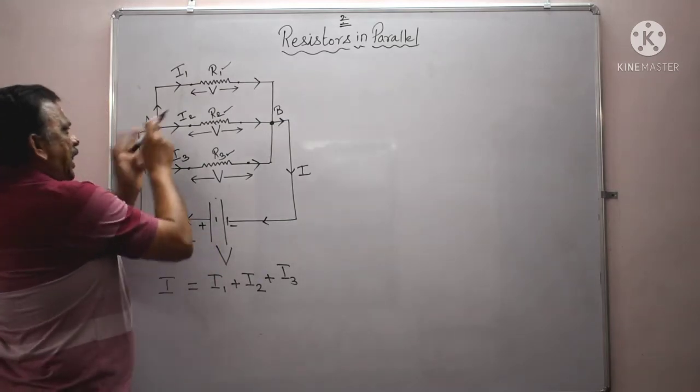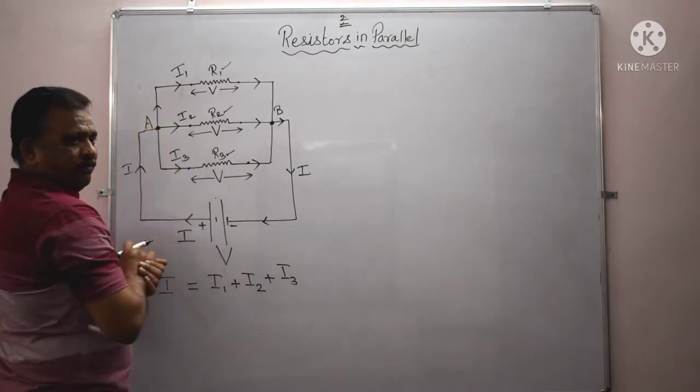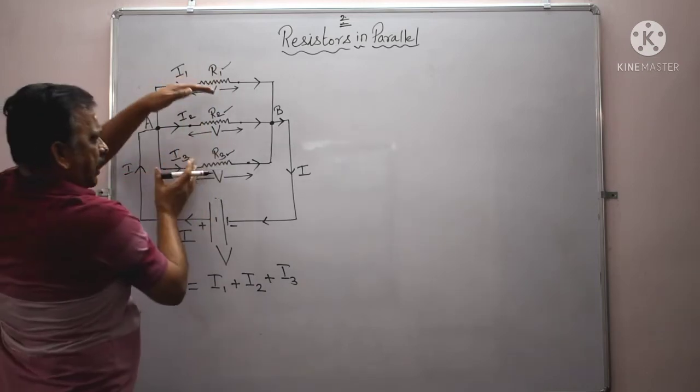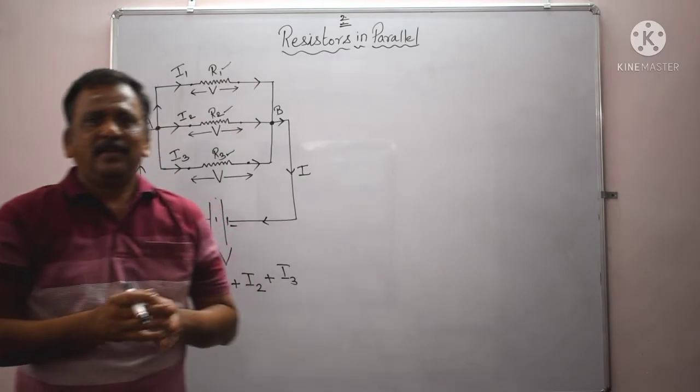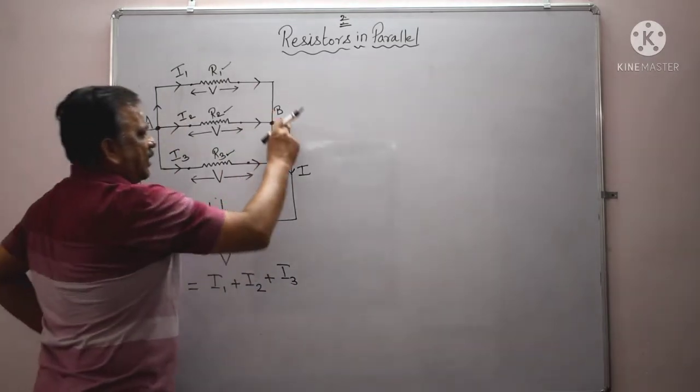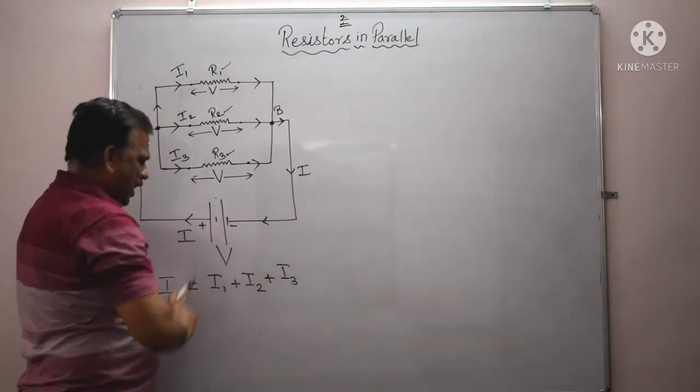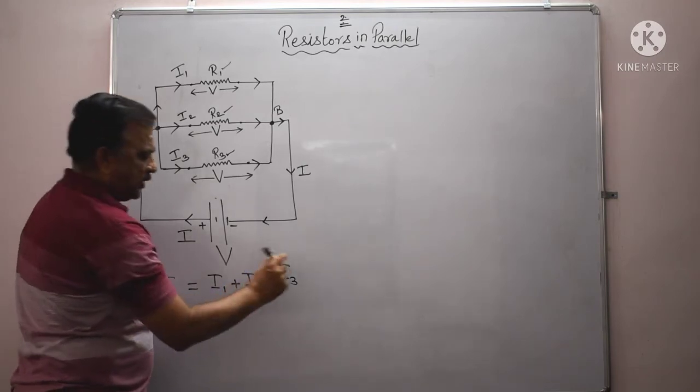So I1, I2, I3 break up, and then at the junction point B they combine again. After combining, the total current becomes I again. So I is equal to I1 plus I2 plus I3.